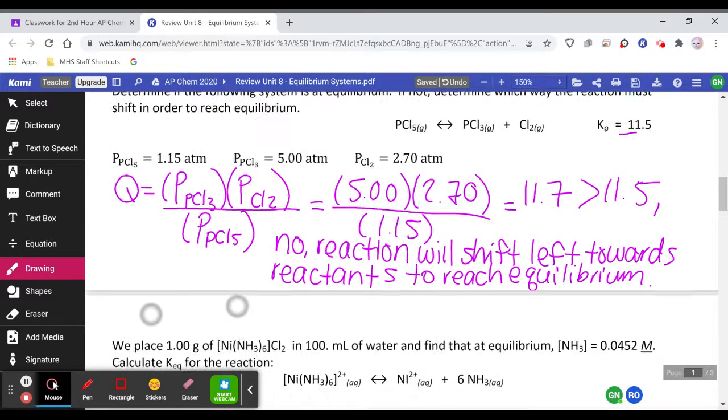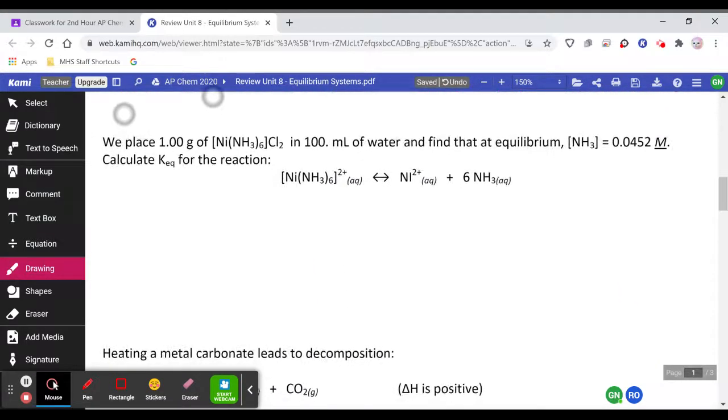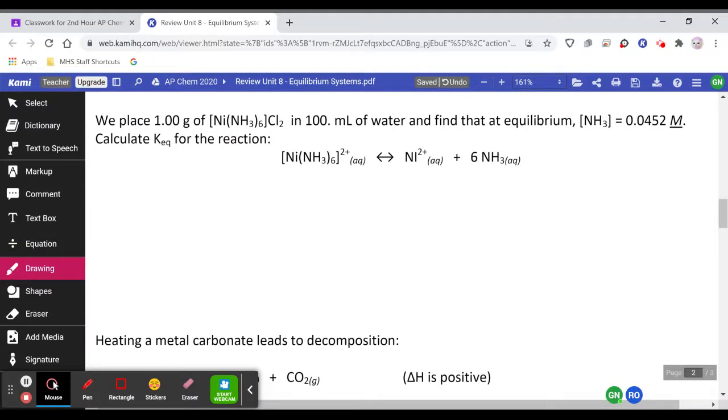Okay, now number 6. 6 is the most recent thing we've been doing. This is a RICE type setup. It says we place 1 gram of that substance in 100 milliliters of water. Find that at equilibrium, we have a concentration of NH3 equal to 0.045 molar. They want us to calculate K for the reaction based on that. Of course, I see I have all aqueous substances, so all of that is going to stay relevant.